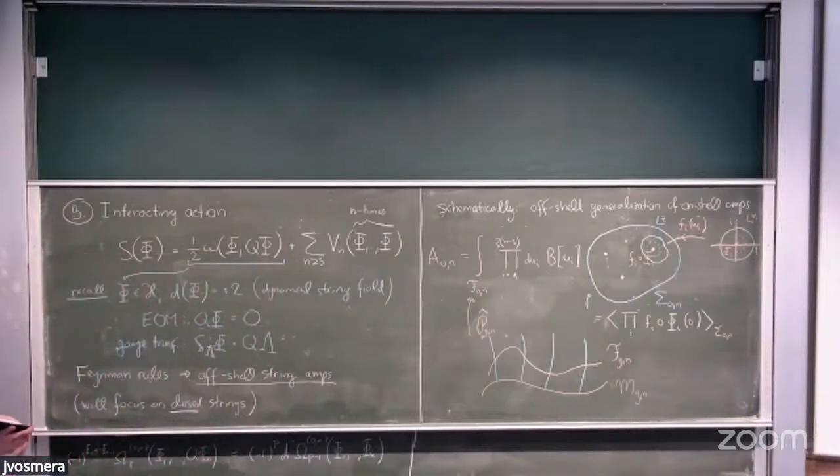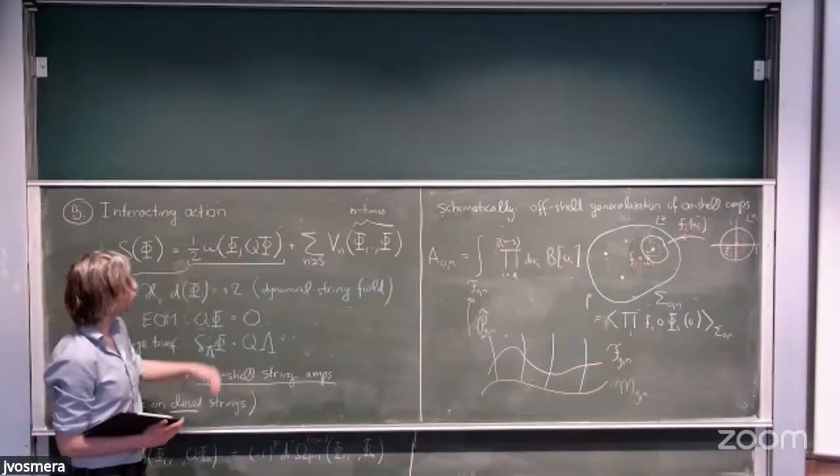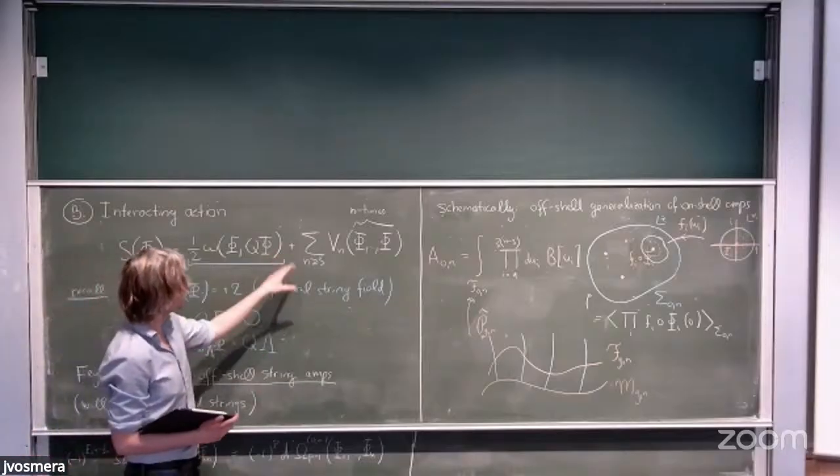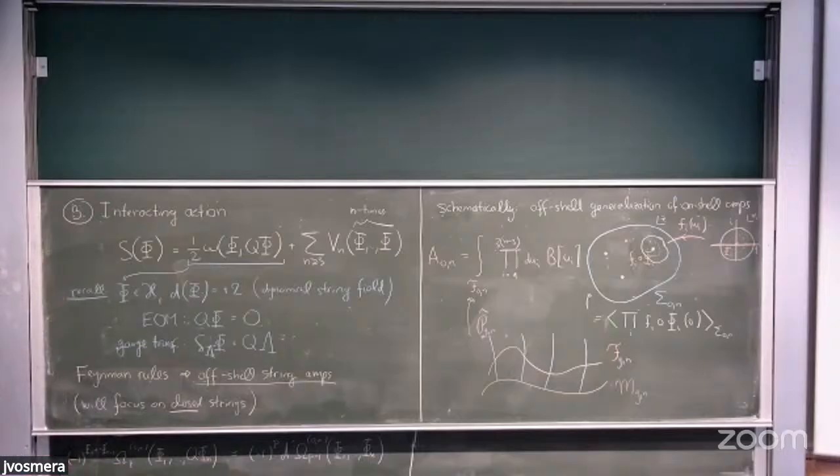Because without interactions, we are basically not able to do anything else than to encode the spectrum of the string propagating on a given background. But if you want to compute anything more complicated, like amplitudes or some non-perturbative effects, we certainly need to know about the string interactions. Is there any mapping between interactions and the background?